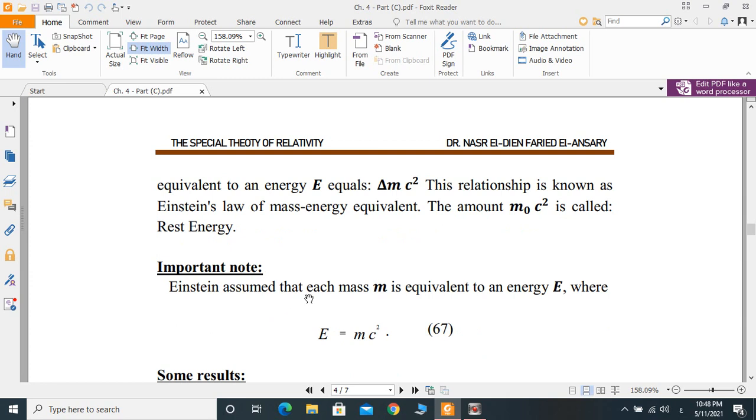Einstein assumed that each mass m is equivalent to an energy E, where E equals mc square, the square of the velocity of light. E equals mc square.